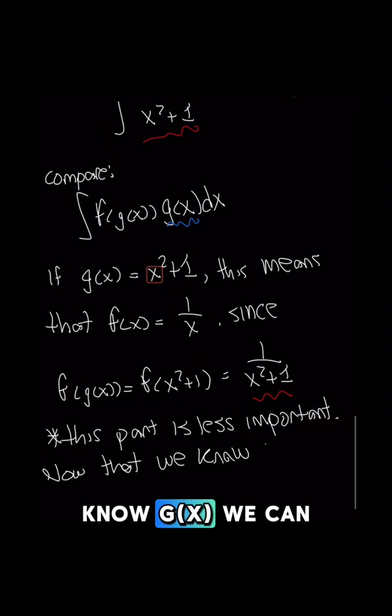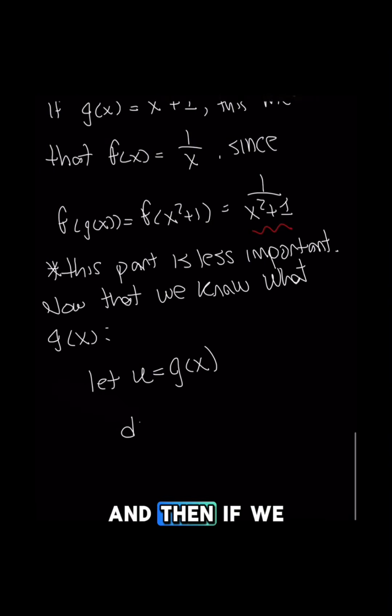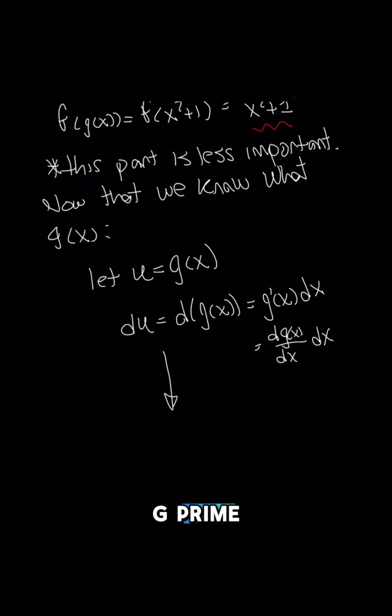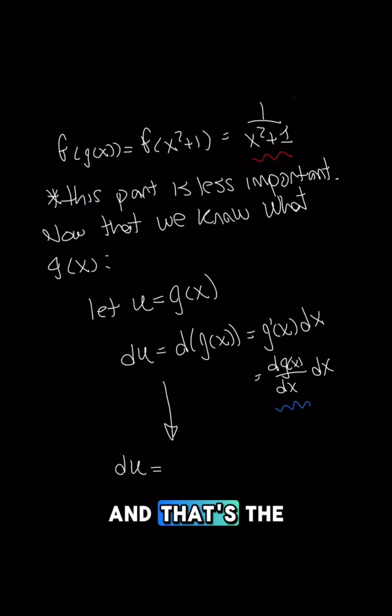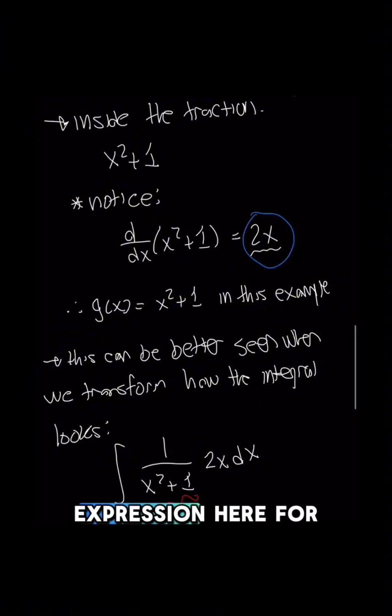So now that we know g of x, we can let u equal g of x. And then if we take the derivative of u, we get g prime of x dx. And we know that g prime of x is the derivative with respect to x, and that's just equal to 2x. So we get this expression here for du.